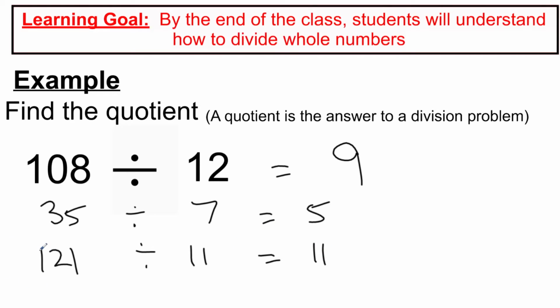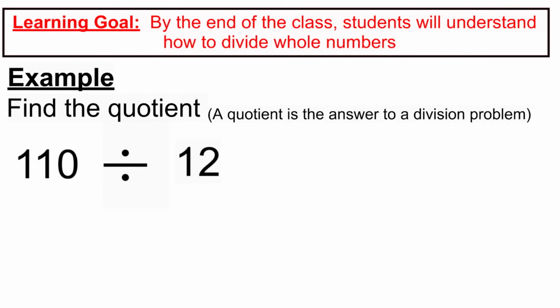Okay? So this is really important because once we get to more complicated ones, you're going to need to know those facts so you can kind of do things in parts, or at least get as close as you can. So one possibility is you know your math facts, you know that 12 times something gives me 108, or 7 times something gives me 35. You can use those facts and instantly know your answer. Okay? But what happens if we get something like this?